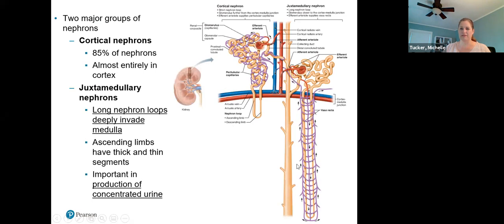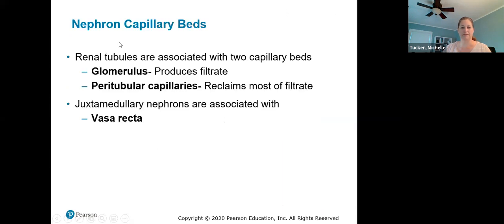Okay. So again, the capillaries. There are 3 types of capillary beds. We have the glomerular capillaries, which produce filtrate. And then we have 2 capillary beds whose function is reabsorption. These peritubular capillaries are found in the cortex. They are going to be involved in reabsorption. The vasa recta are found in the medulla. They are also going to be involved in reabsorption. So know the 3 capillary beds, where you would find them, as well as their function.